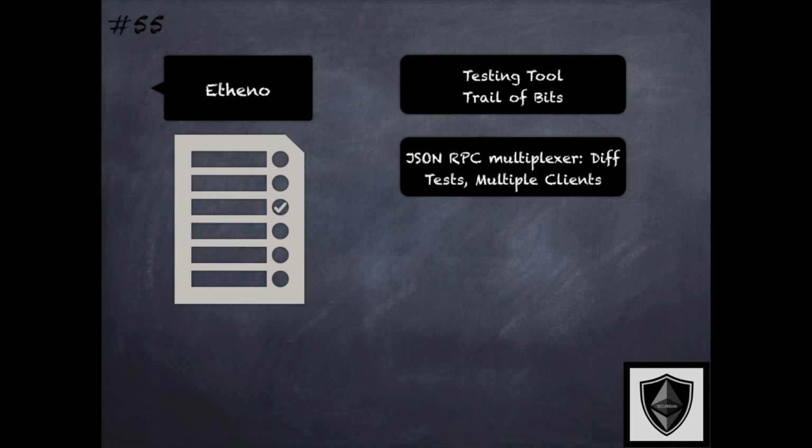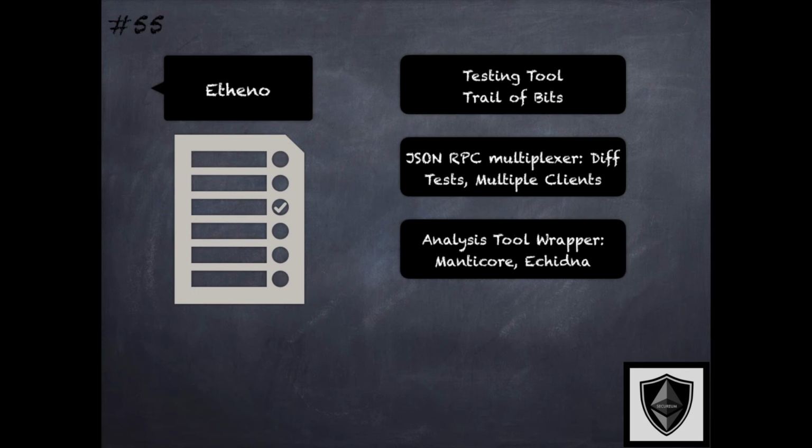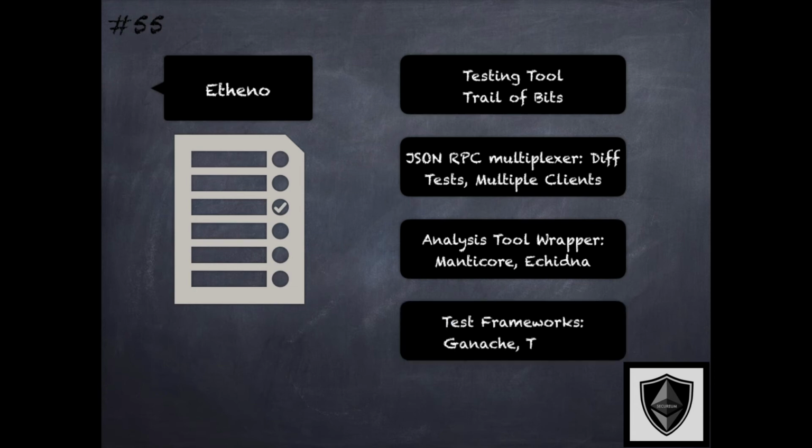For the analysis tool wrapping part, it provides a JSON RPC client for advanced analysis tools such as Manticore, which makes it much easier to work with such tools because there is now no need for custom scripts for those tools. And for integration with test frameworks such as Ganache and Truffle, it helps run a local test network with a single command and enables the use of Truffle migrations to bootstrap Manticore analysis. So for all these reasons, it is referred to as the Swiss Army knife for Ethereum testing.